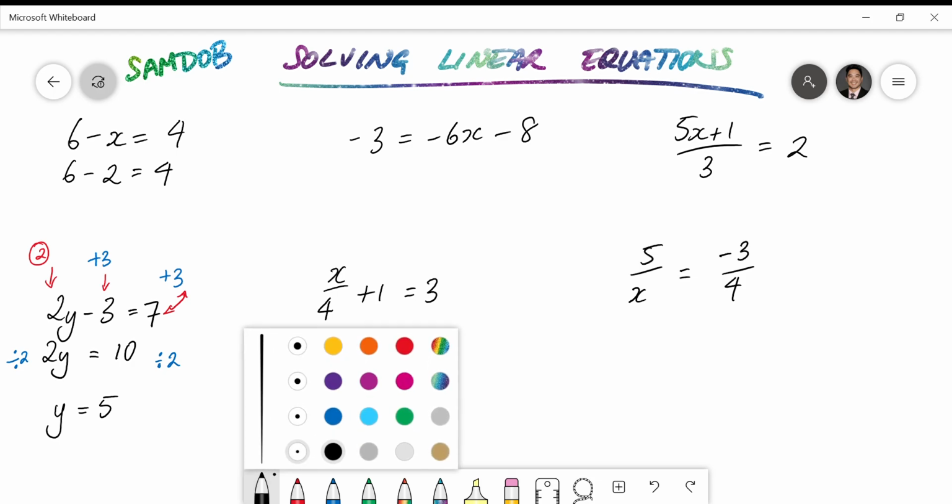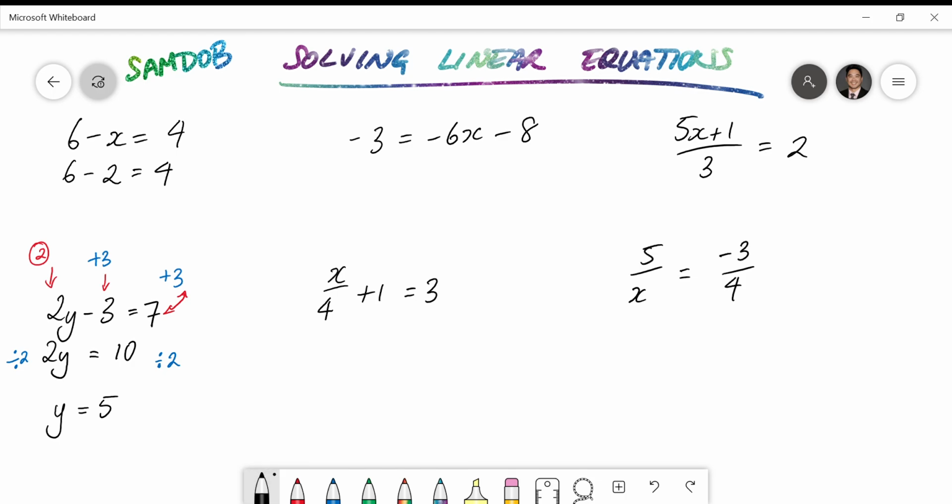Okay, so now we've got minus 3 equals minus 6x minus 8. And the first number we need to get rid of is the minus 8. So this is, let me try a different color. So this is our first number, and the minus 6 is going to be our second number. Now, they are both negatives, and so you might be thinking, well, do I add 6 instead of adding 8?